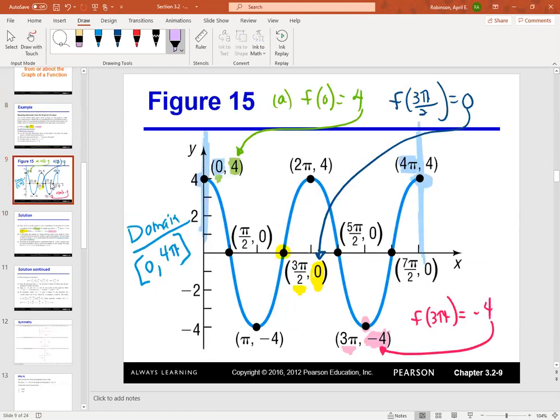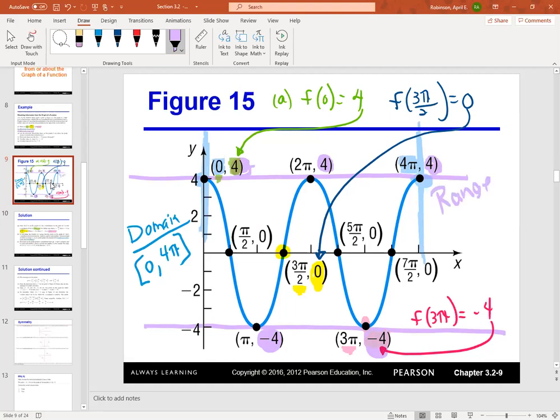So the lowest point on this graph is right here. I got two of them. They both have the exact same y coordinate. It's -4. And then the highest point is right here. I got 3 points, but look, 4, 4, and 4. They're all the same. So my range goes, and they're all solid dots, so I need brackets, from a low of -4 to a high of +4.